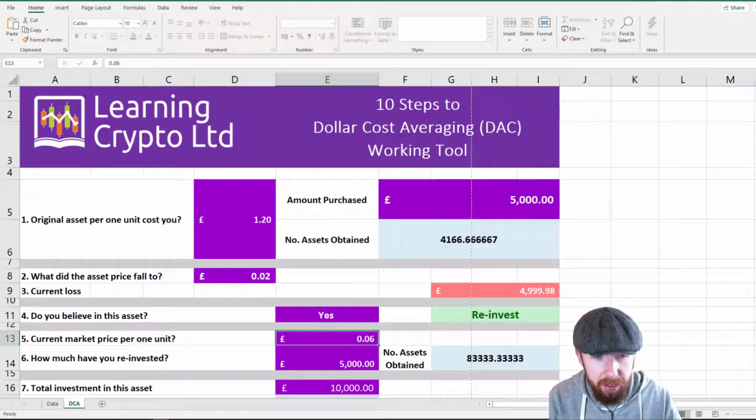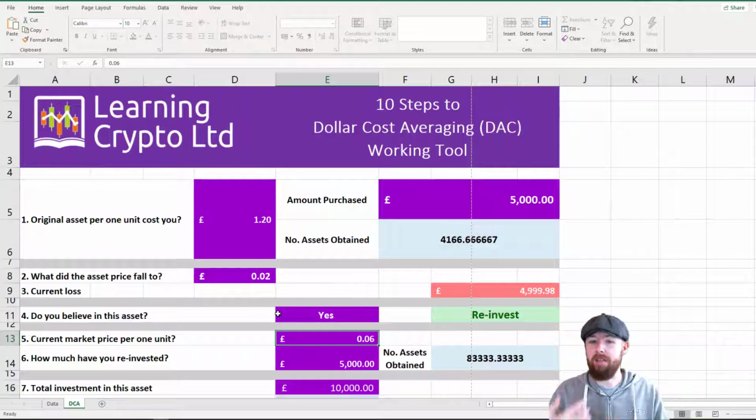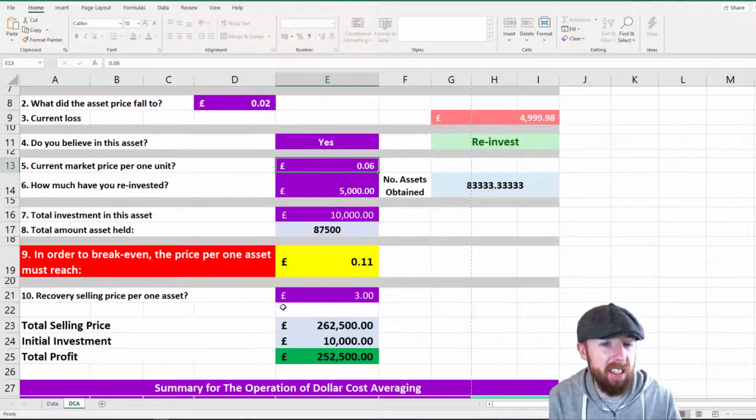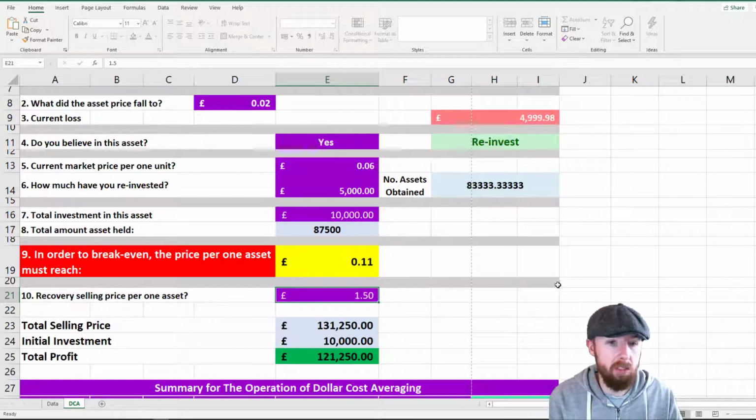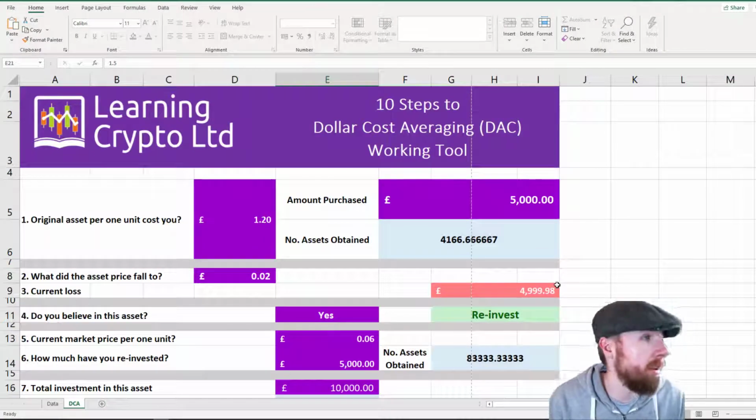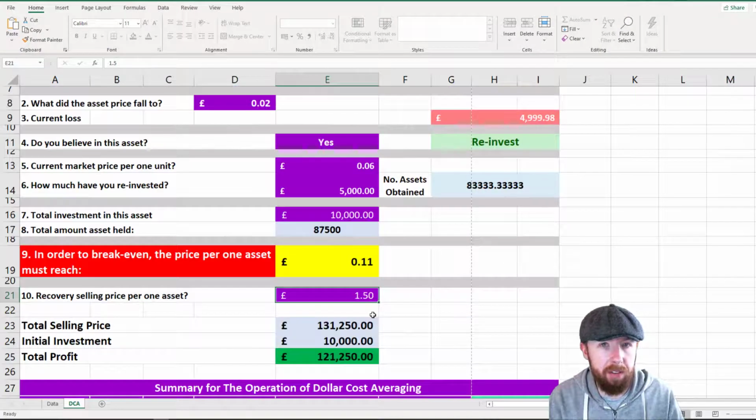Cool. You want to reinvest, say $5,000. You get $83,000 this time, which is absolutely boggling. $10,000 as an investment. Now, it says $3 here. Let's just change that. Let's go back to, let's just say $1.50. Wow. So that, by the way, is all-time high pretty much, $1.50, I think.